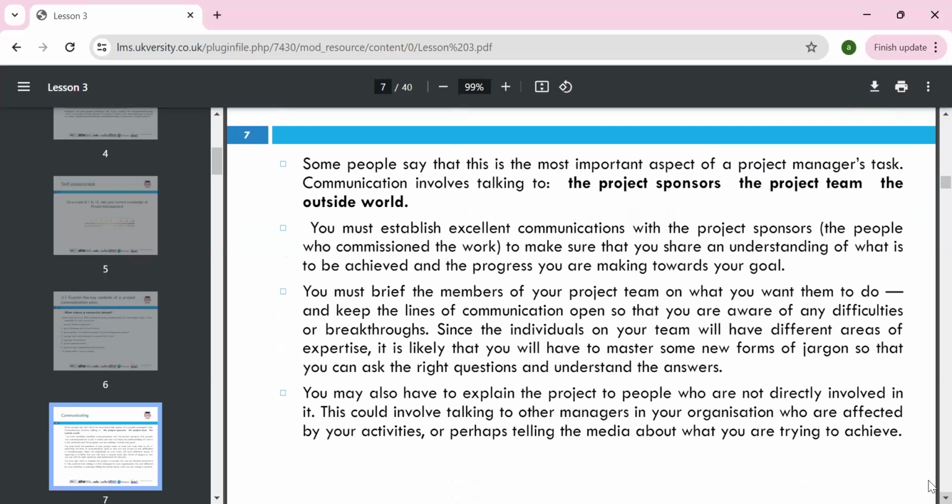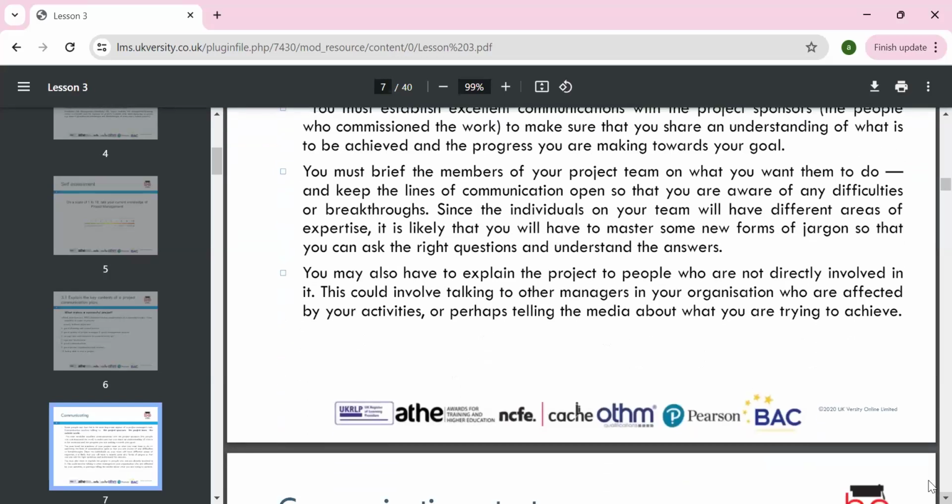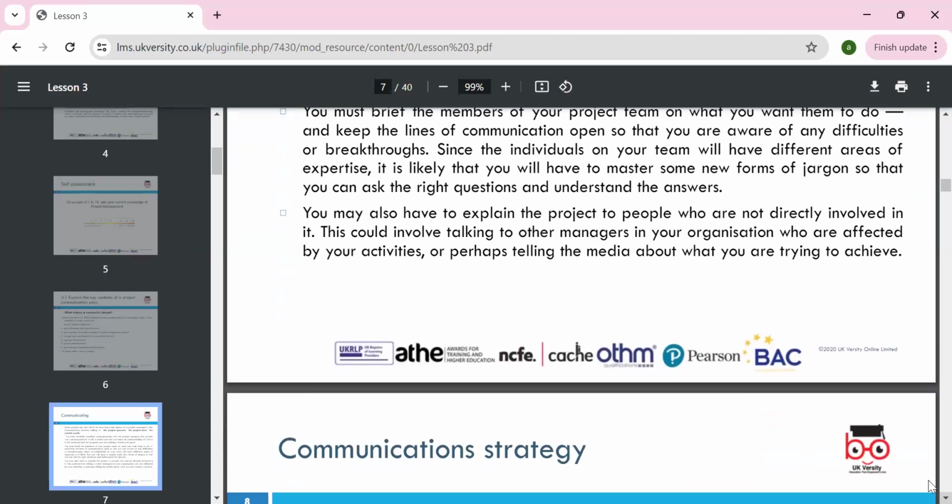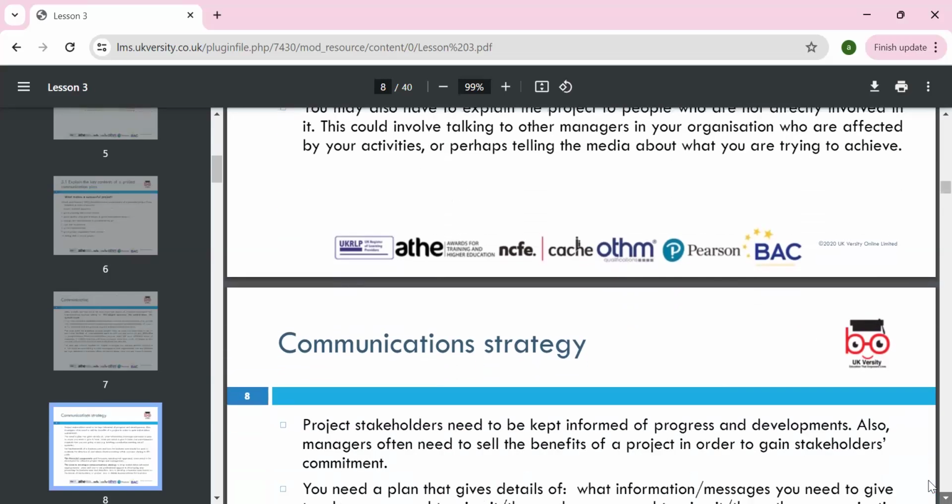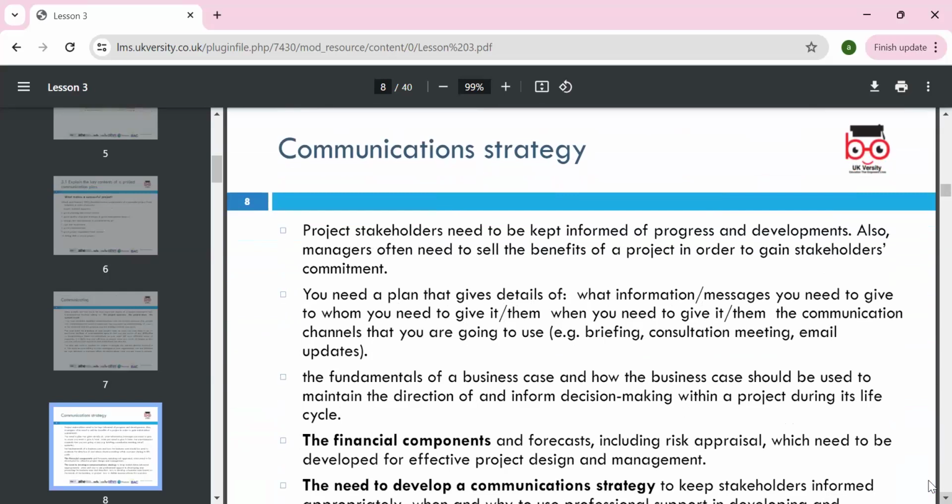Since the individuals in your team have different areas of expertise, you will have to master some of their jargon. You can use the right questions to understand, and ask everyone to explain. The project also involves people not directly involved in it. It could involve talking to other managers and affected organizations. So we have to develop the organization strategy. Strategy means action plan. Project stakeholders need to be kept informed of the progress and development of the project, and project managers need to make sure they take on board all these stakeholders.